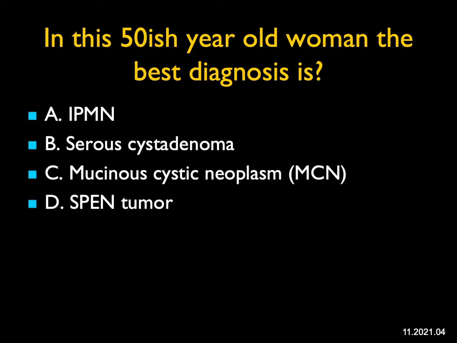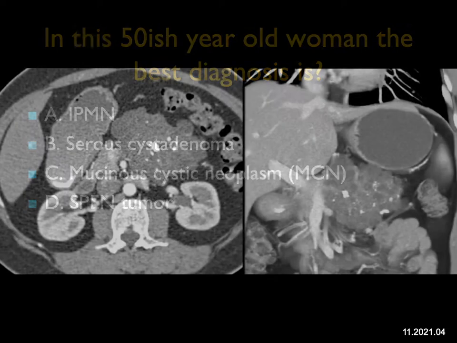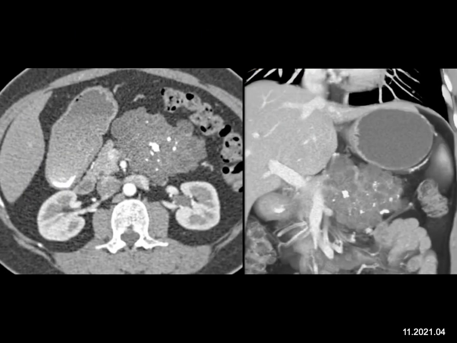In this 50-ish-year-old woman, what's the best diagnosis? Well, when we analyze the images, we see a large cystic septated pancreatic mass with calcifications. There are multiple punctate calcifications. Now, in the age group, mucinous cystic neoplasm is a good thought, but that tumor typically has a single septation at best. It has calcifications around the rim, not centrally, so that's not a good answer.